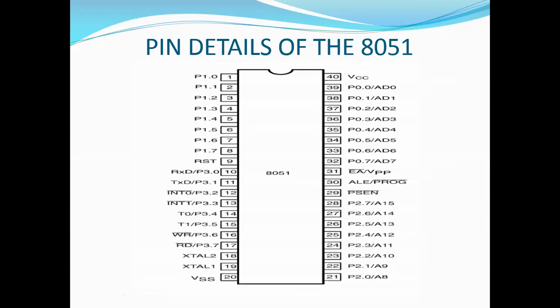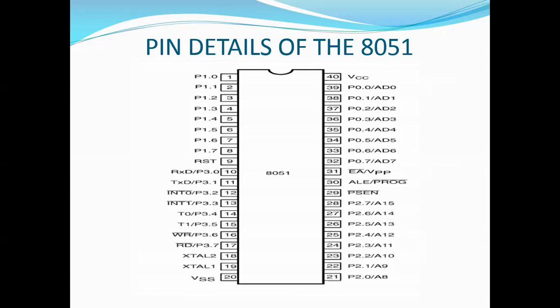AT0, that is external memory we have to address in time, access time. 16-bit address lines and 8-bit data lines we are using. How many address lines? 16 address lines. How many data lines? 8 data lines. The 16 address lines are denoted as A0 to A15. The 8 data lines are indicated as D0 to D7. Okay. Here, port 0 is used for the lower part of the address.